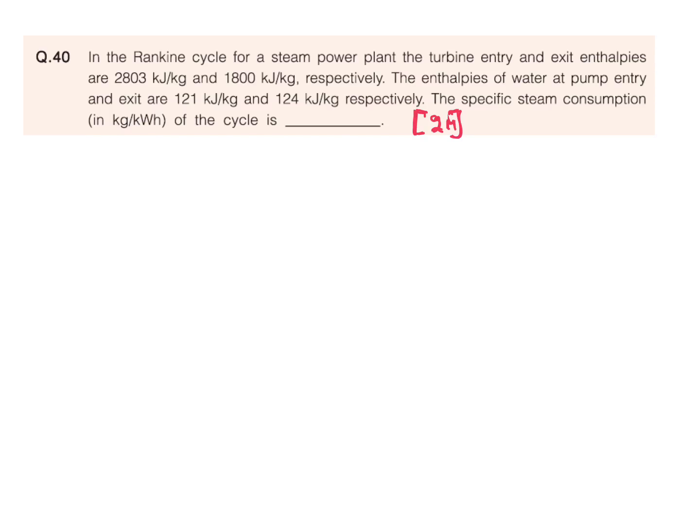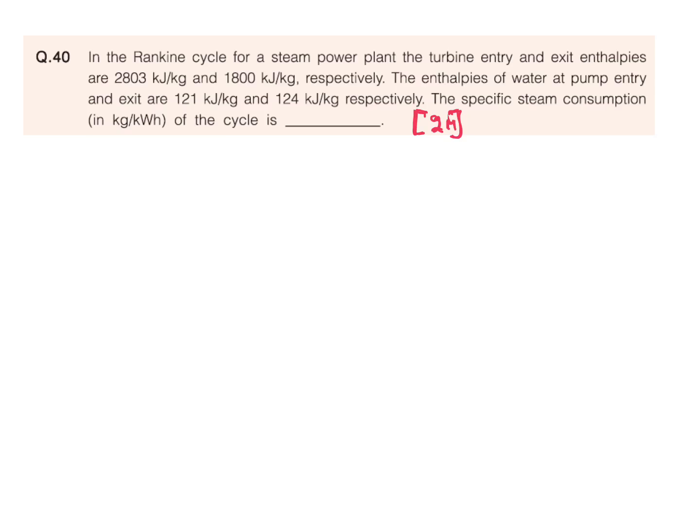In the Rankine cycle for a steam power plant, the turbine entry and exit enthalpies are 2803 kilojoule per kg and 1800 kilojoule per kg respectively. The enthalpies of water at pump entry and exit are 121 kilojoule per kg and 124 kilojoule per kg respectively. The specific steam consumption in kg per kilowatt hour of the cycle we have to find.